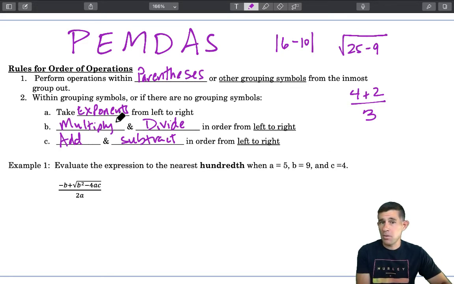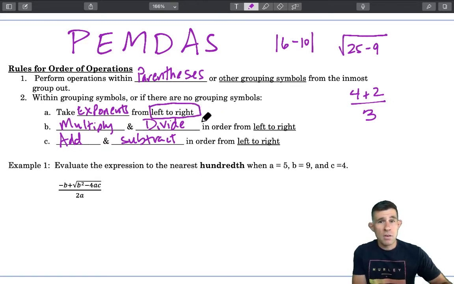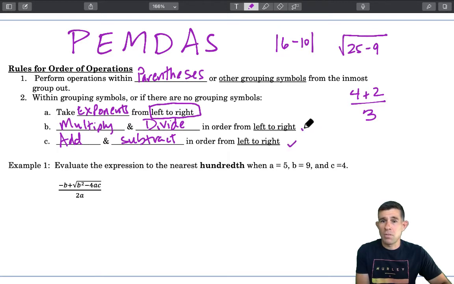Next up is exponents, and we're always going to simplify our exponents and actually all of our operations moving across from left to right. Just like you would read a sentence in English, you're going to read a mathematical sentence from left to right. Then we move on to multiply and divide, and then add and subtract. Again, keeping our order from left to right.